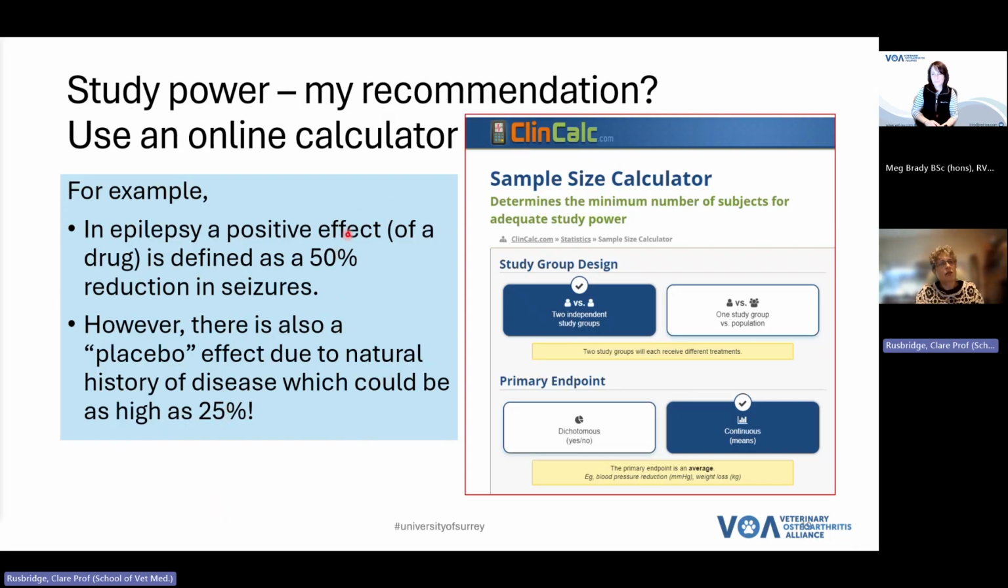So it means that we need to know how many animals we need to include in our study so that we can see a difference which is as high as this, but not as high as that. So we choose our study. So I've got 2 independent study groups, as opposed to 1 study group versus your whole population. And we have our endpoint. So is it going to be a simple yes, no answer? Or is it going to be an average answer? For example, the blood pressure reduction or the weight loss.